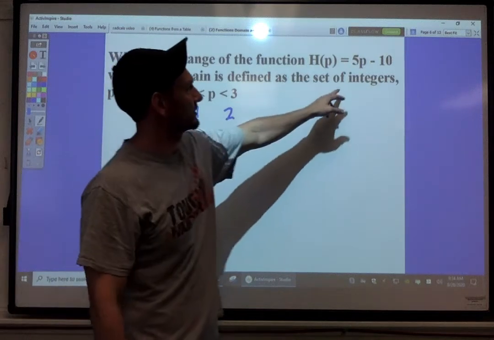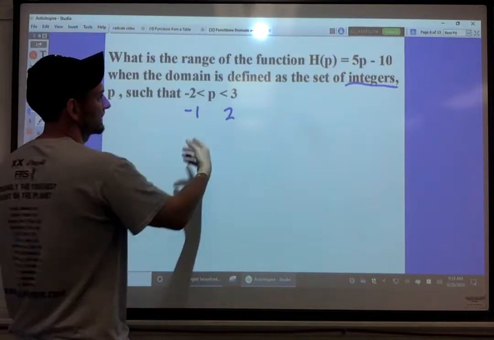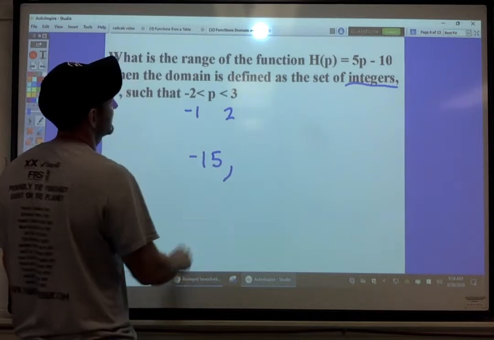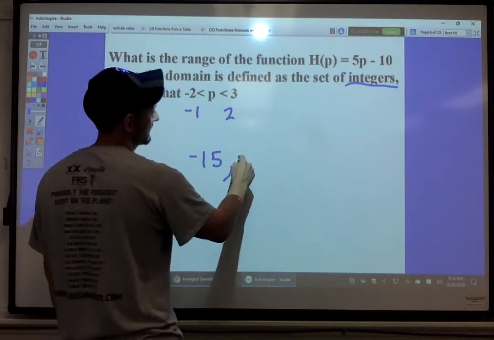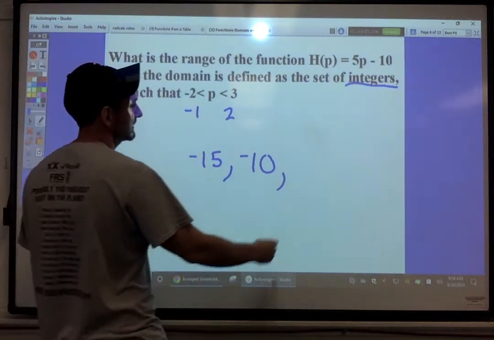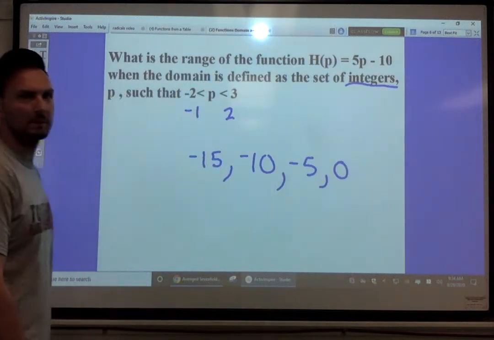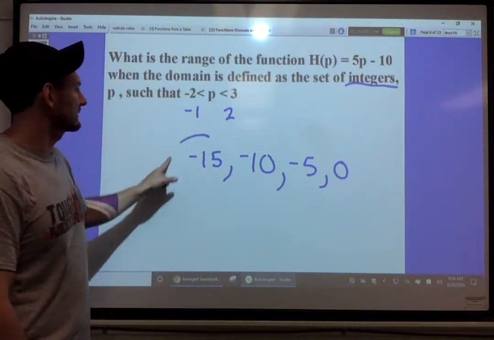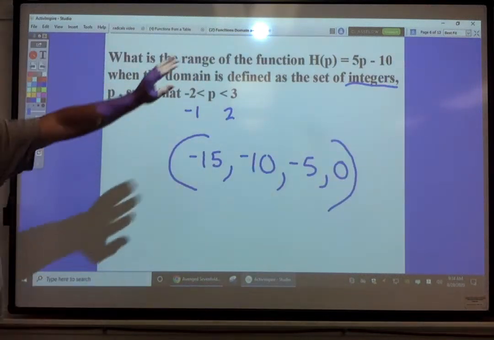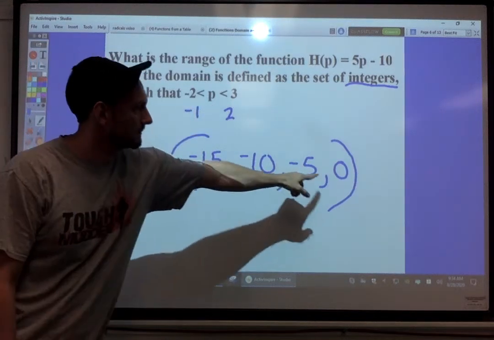And where they said integers, that's my clue that I have to use whole numbers, positive or negative, between there. So -1 gives us -15 for a range. Plug in 0, we got -10. If you know your slope up there, we're going up by 5. So next will be -5, and then the last one, 0. So these should be your solutions to this problem. The range for that function on this interval between these two numbers is those 4.